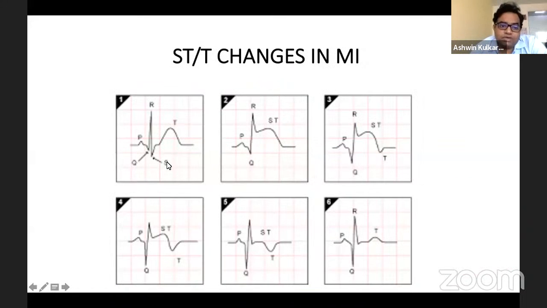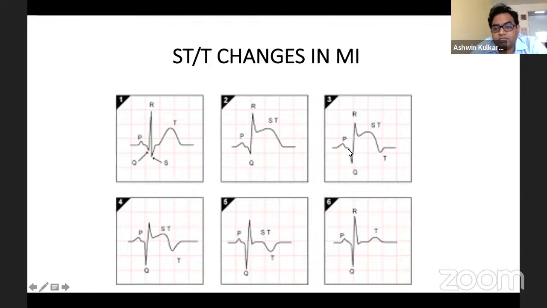This is a beautiful picture where we have compared. This is a normal ECG: a P wave, QRS complex, and a T wave. Here you can see there is elevation of the ST segment. Usually the ST segment is isoelectric. Here this is the J point and this is the ST segment. But in MI, in the initial phase, the J point elevates and there is an elevation of the ST segment, as you can see here. T waves are also slightly tall. So this is a typical ST segment elevation.